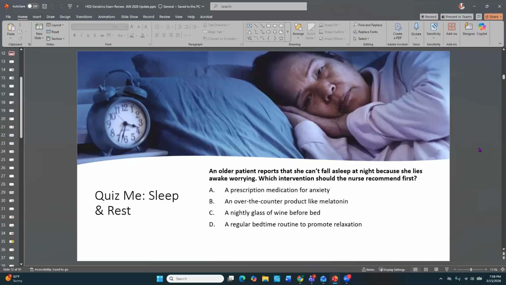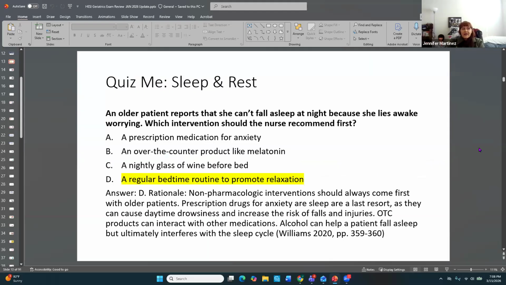D. The last one. Yes, it is a regular bedtime routine to promote relaxation. Non-pharmacological interventions should always come first before we add medications. Prescription drugs for anxiety are a last resort as they can cause daytime drowsiness and increase the risk of falls and injuries. Over-the-counter products can interact with other medications, and of course, alcohol can help a patient fall asleep, but ultimately will interfere with the sleep cycle.